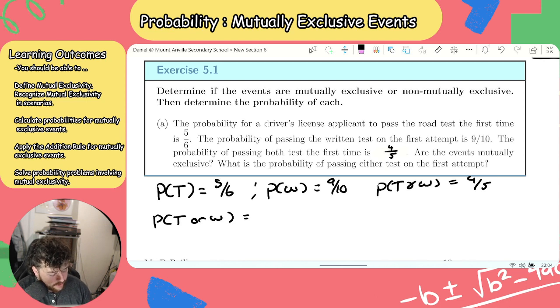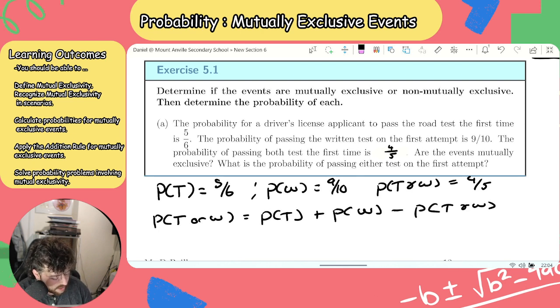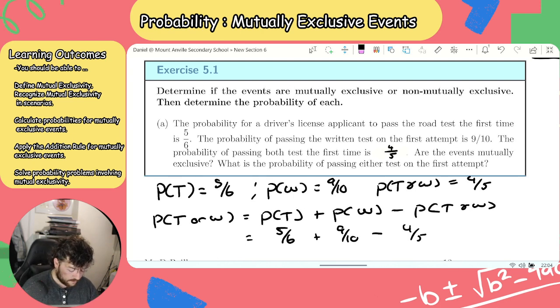Right, so probability test or written. So probability of passing the test first time plus the probability of passing the written first time minus the probability of passing both the first time. So probability of test is 5/6. Probability of passing the written is 9/10, minus 4/5. So 5/6 plus 9/10 minus 4/5.